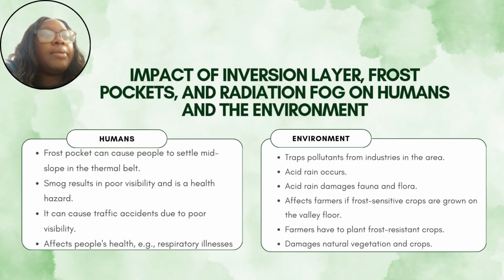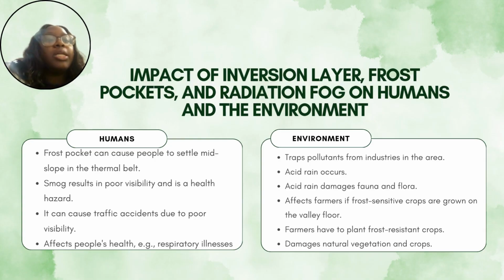So now let's look at the impact of inversion layer, frost pockets, and radiation fog on humans and the environment. When you look at humans, the frost pockets can cause people to settle mid-slope in the thermal belt because that is warmer than in the frost pockets themselves. Smog can result in poor visibility and is a health hazard, and this can also result in traffic accidents due to poor visibility. It also affects people's health, particularly respiratory illnesses.